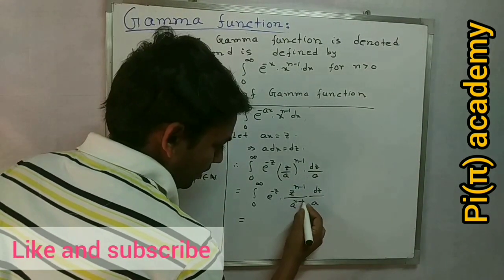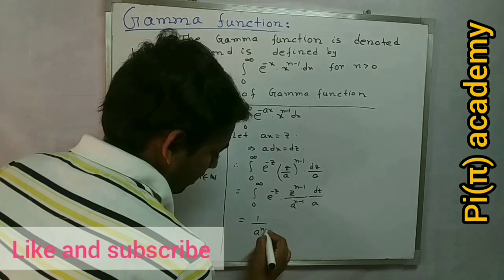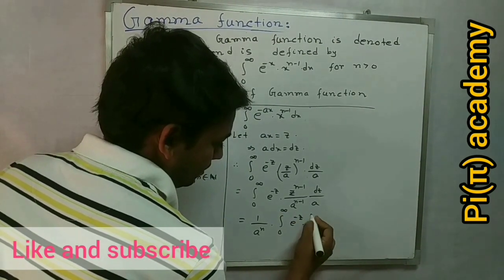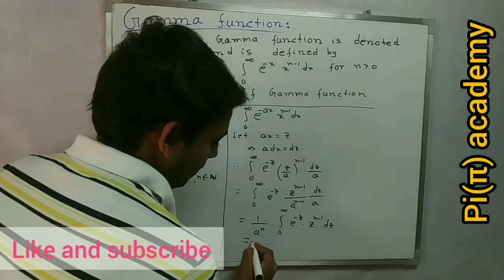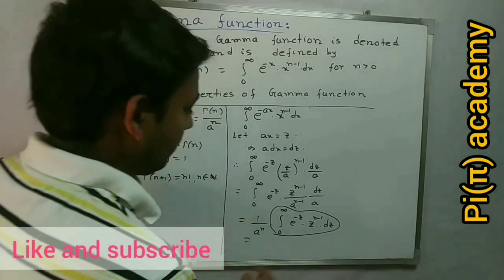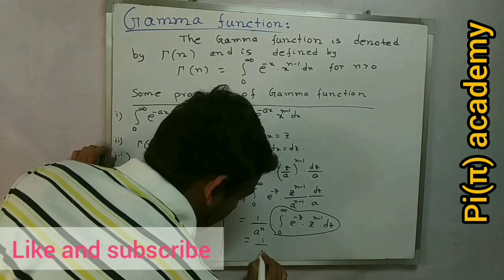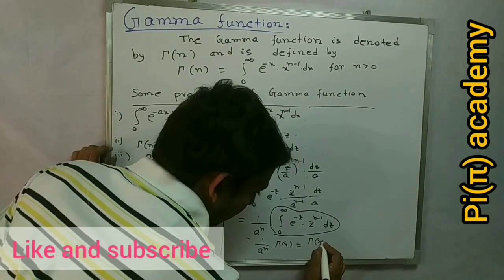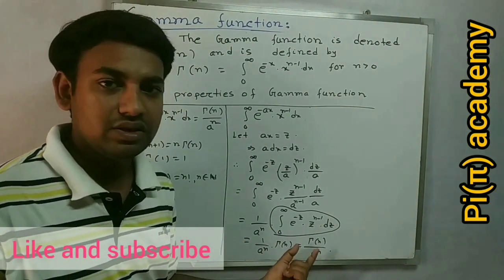Therefore, here a to the power n minus 1 into a gives a to the power n, and the integral from 0 to infinity of e to the power minus z, z to the power n minus 1, dz. By the definition of gamma, this is gamma n. Therefore it is 1 by a to the power n into gamma n, that is gamma n divided by a to the power n. The first property is proved.